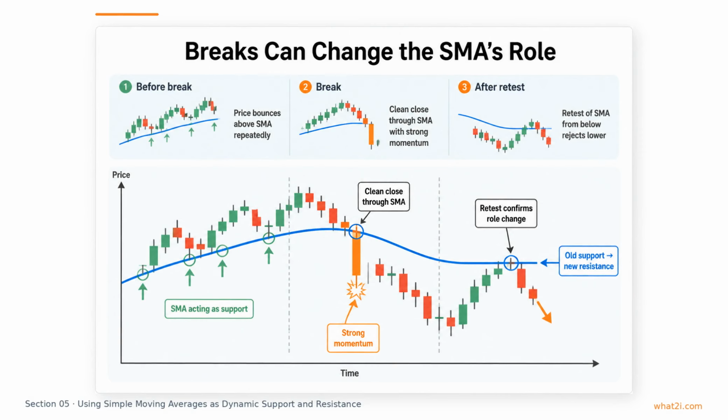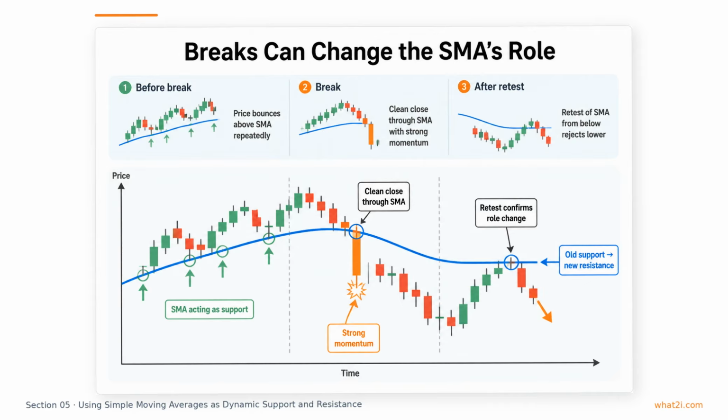When price breaks decisively through an SMA, the line may stop behaving the way it did before. A clean close through the moving average can signal that the prior support or resistance has failed. If the break happens with strong momentum, it often deserves even more attention. But just like with horizontal levels, follow-through matters. The next bar or session can help confirm whether the break is real. Often, a line that had been acting as support will later act as resistance when price retests it from below. Watching that role change can help you recognize when trend conditions are weakening or shifting.